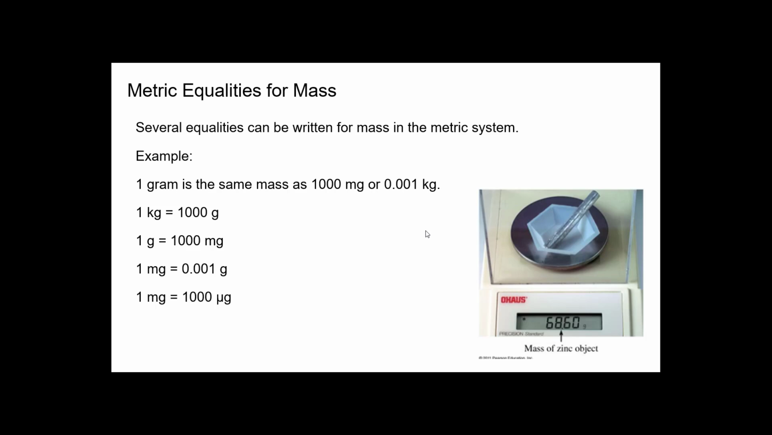1 gram equals 1,000 milligrams. 1 milligram equals 0.001 grams. And 1 milligram equals 1,000 micrograms.